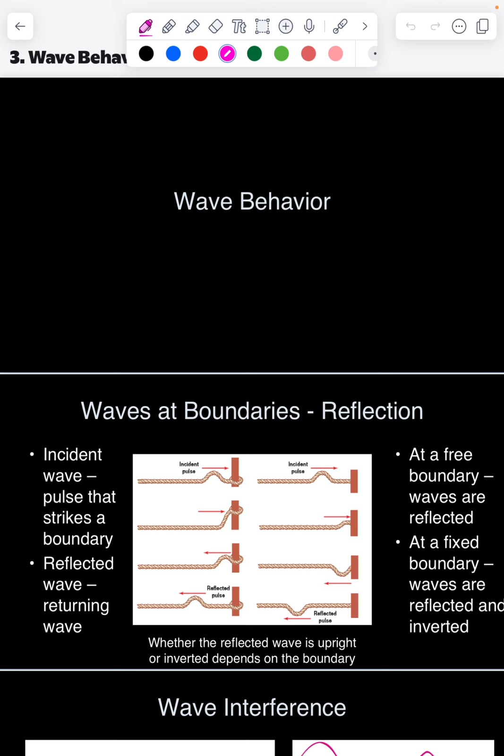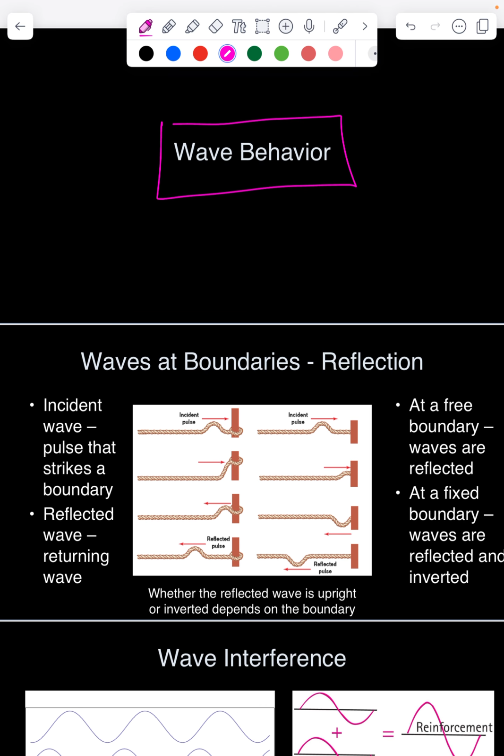Today's an easy day. Today we're going to be talking about wave behavior. We're talking about how waves behave whenever they come in contact with a boundary, and then how they behave whenever they come in contact with each other, so if you have multiple waves happening at the same place at the same time. The first thing we're going to talk about is what happens to waves whenever they hit a boundary.